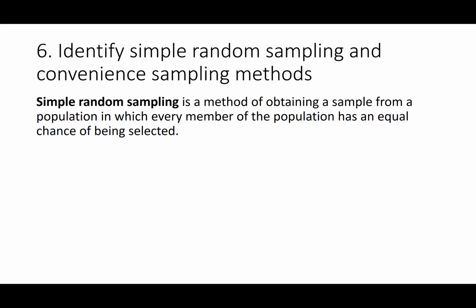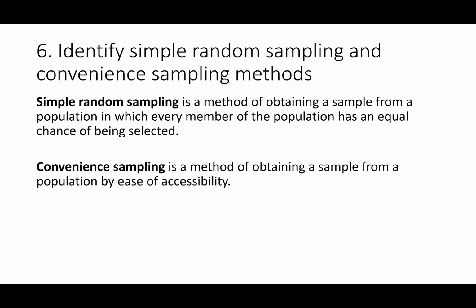Simple random sampling is a method of obtaining a sample from a population in which every member of the population has an equal chance of being selected. We'll be comparing this to convenient sampling, which is a method of obtaining a sample from a population by ease of accessibility. A convenient sample is not random and may not be representative of the intended population. When possible, we want to use random samples because we know that they're representative of the population.